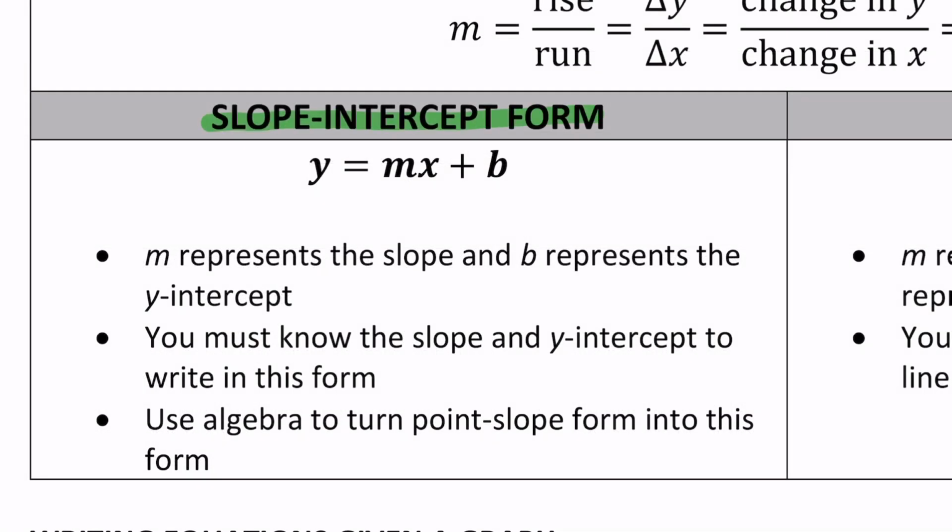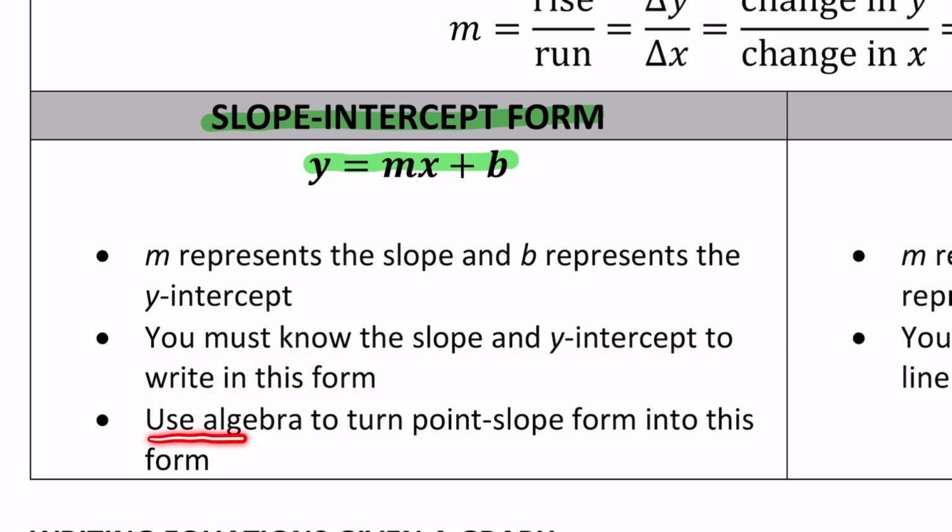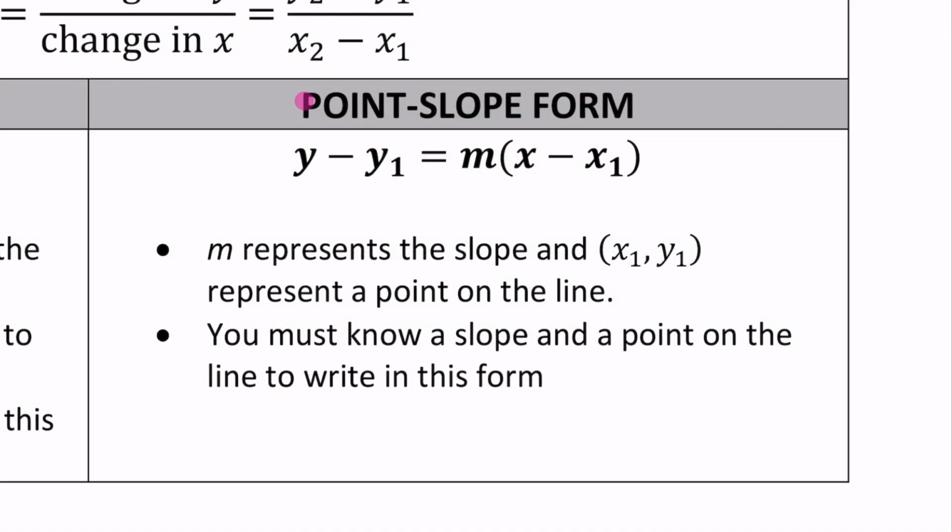The slope-intercept form is y equals mx plus b. M represents the slope and b represents the y-intercept. You must know the slope and y-intercept to write in this form. Use algebra to turn point-slope form into this form.